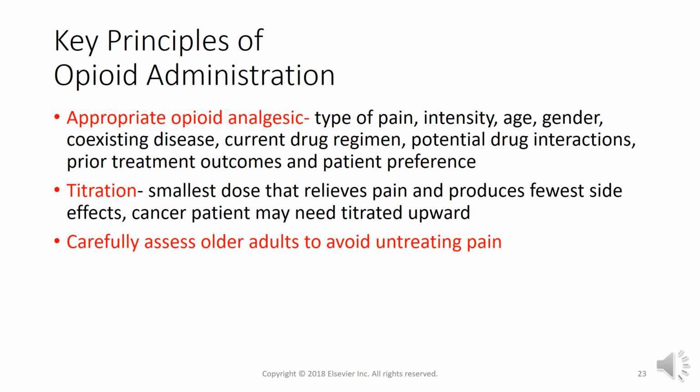So when we think of titration, we often think about titrating down, but in cancer patients, they may actually need to be titrated up. So titration just means adjusting the dose up or down to take care of the pain, the minimum dose needed. We have to carefully assess our older adults to avoid undertreating pain. They're the ones that are not going to report it to you.